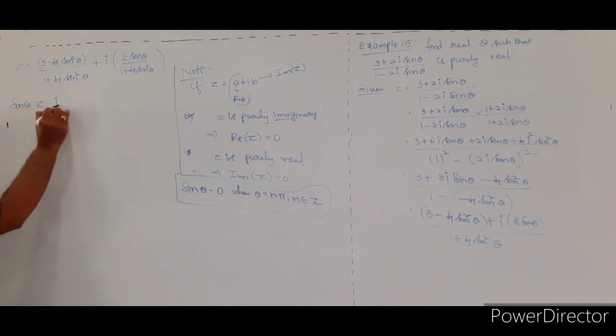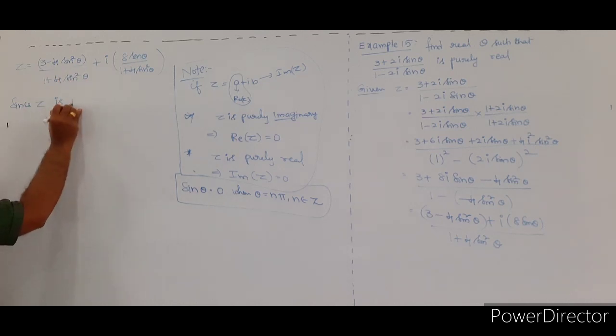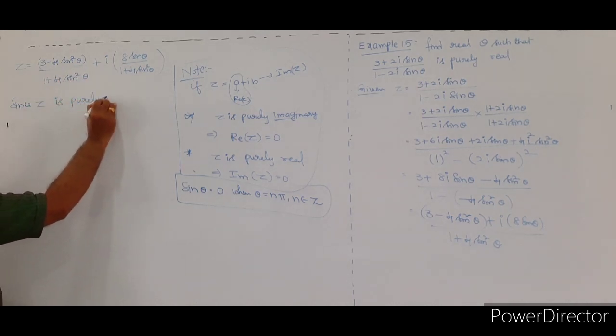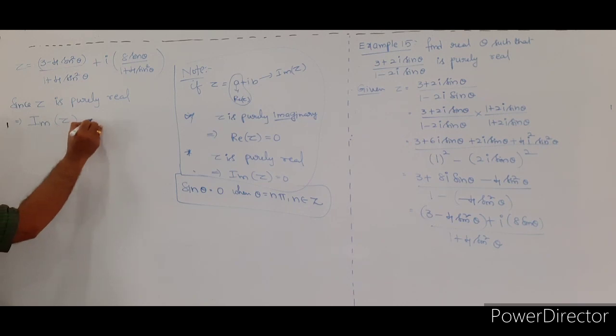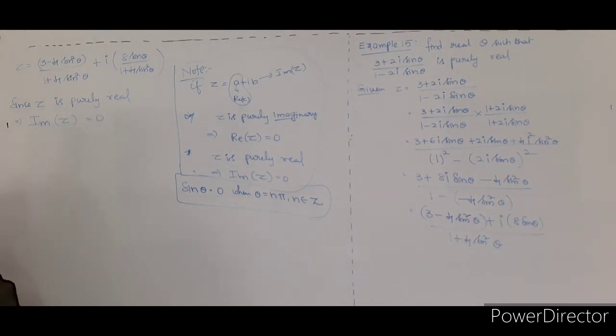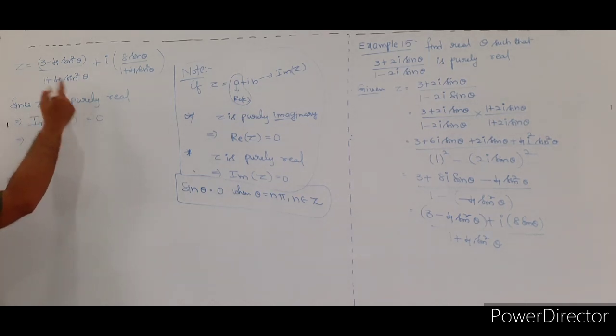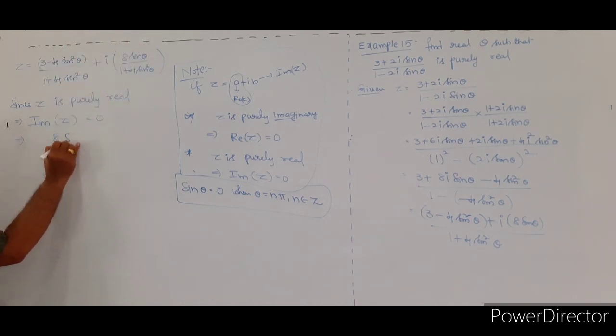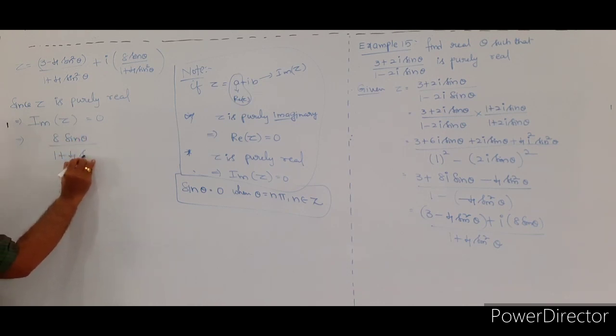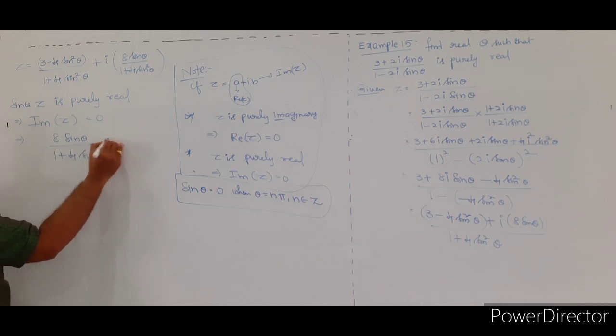So since z is purely real, that meaning is imaginary part of z is equal to 0. It is purely real, automatically imaginary part is equal to 0. See here, this is the real part and this is the imaginary part, this is 0. So that meaning is 8 sine theta by 1 plus 4 sine square theta is equal to 0.